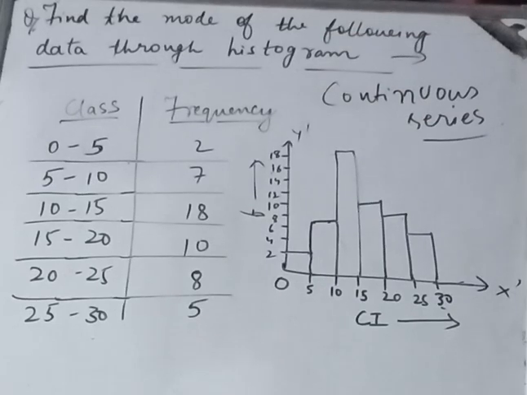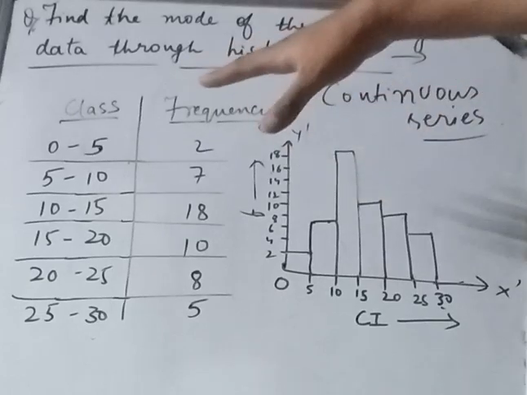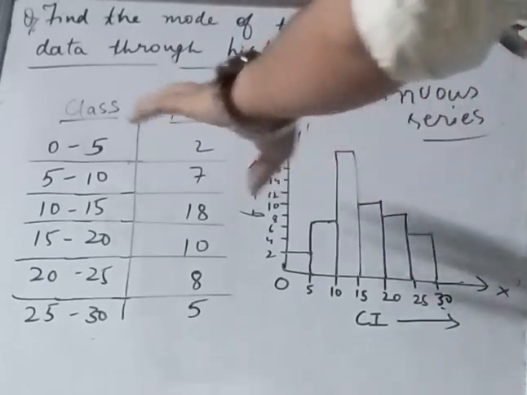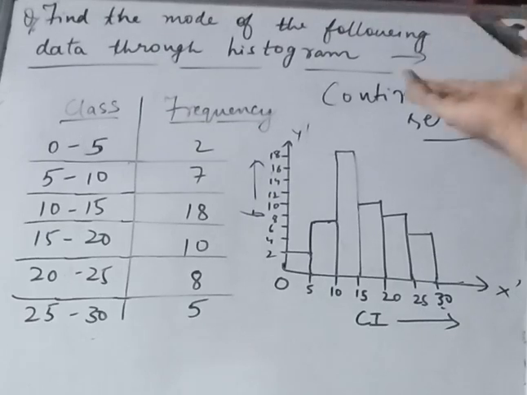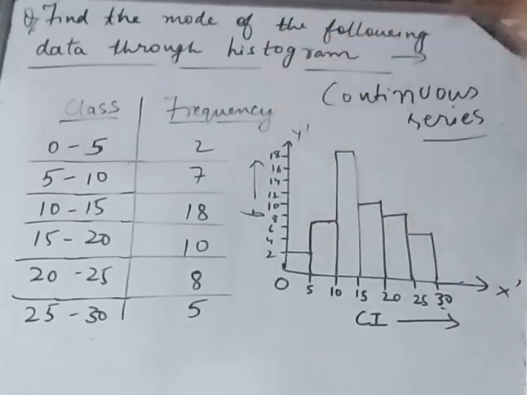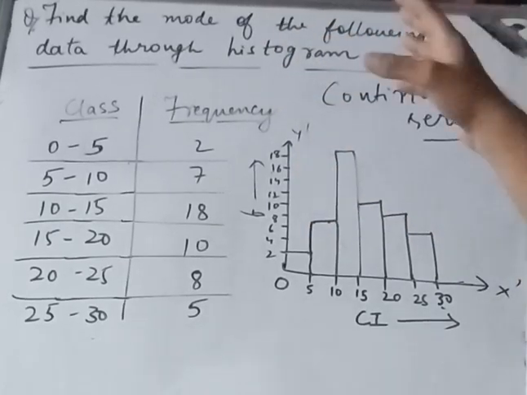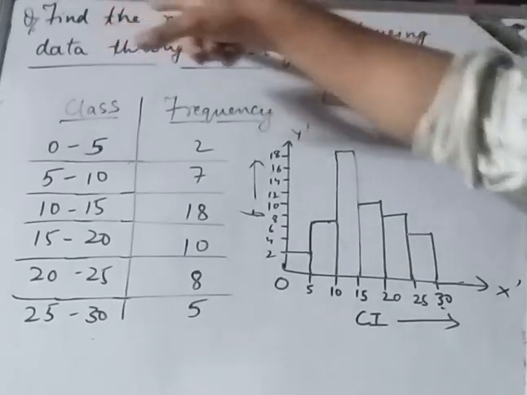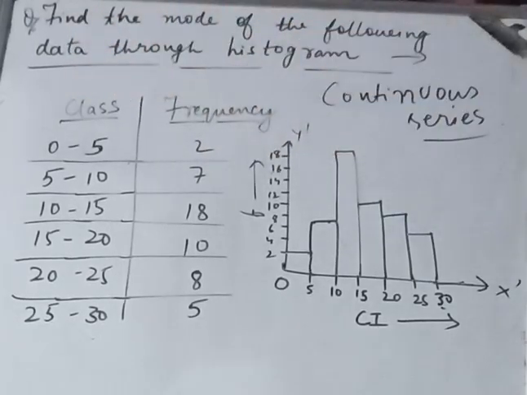So before starting to explain this question, I just want to tell you that in this case where class interval is given, or in case of continuous series, the method to find out mode is the histogram. As you can see, the question is asking to find the mode of the following data through histogram. So in case of continuous series, histogram is always drawn or plotted. There is no other way to find out the mode other than the histogram.